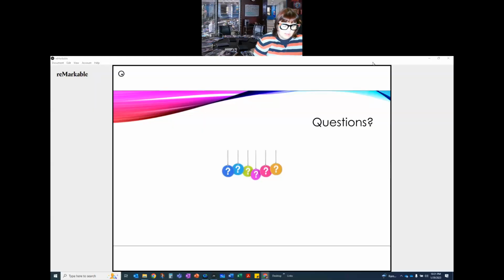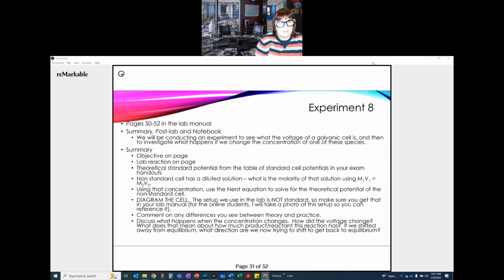Discussion on experiment 8. We'll go back and do a more detailed one. Let's get this intro done. When we talk about experiment 8, it's pages 50 to 52.